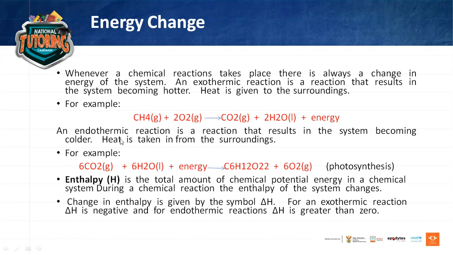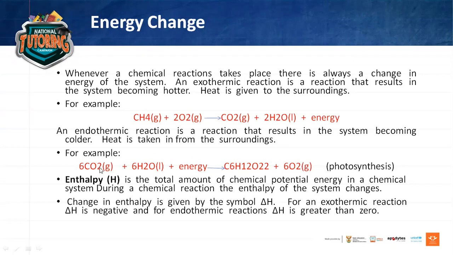So an endothermic reaction, alternatively, is a reaction that results in the system becoming colder. Heat is taken from the surrounding. So this one absorbs energy, and then exothermic releases energy. So for example, with this one, we're going to have the CO2 plus H2O plus the energy, and that is going to give us our product.